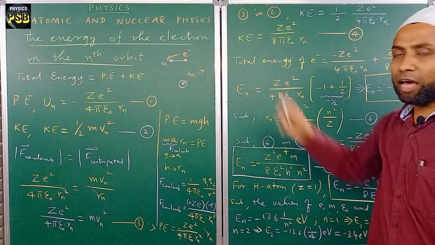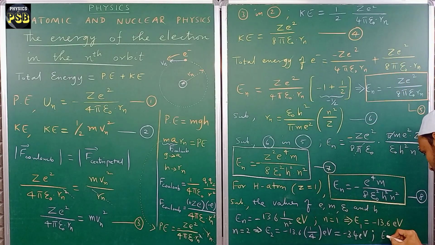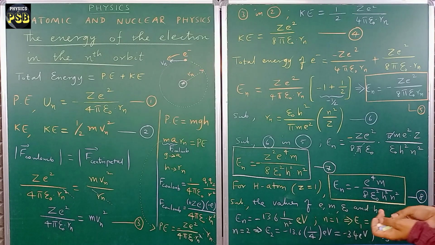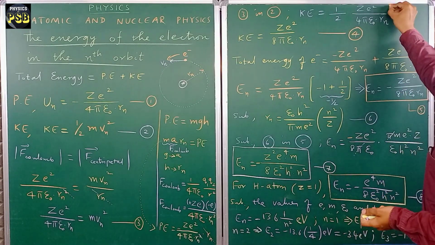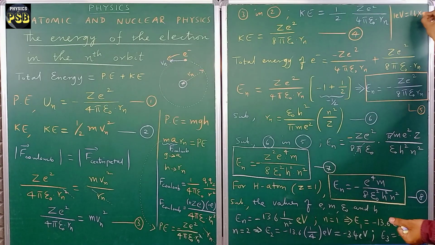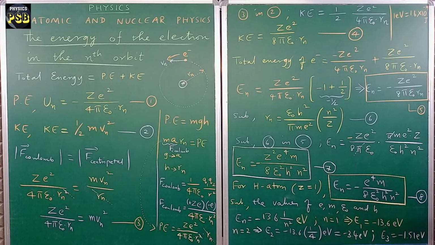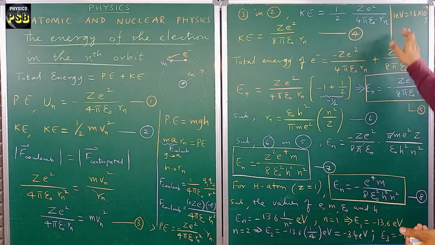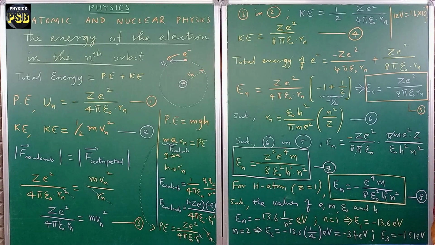In a similar way, the electron present in the third orbit possesses energy E3, which is equal to minus 1.51 electron volt. And I told you, 1 electron volt is equal to 1.6 into 10 power minus 19 joule. Here joule is the unit of measuring energy. 1 electron volt is also a unit of energy. It's the smallest unit of measuring energy.